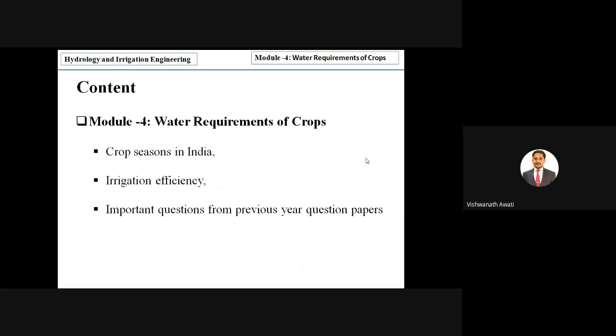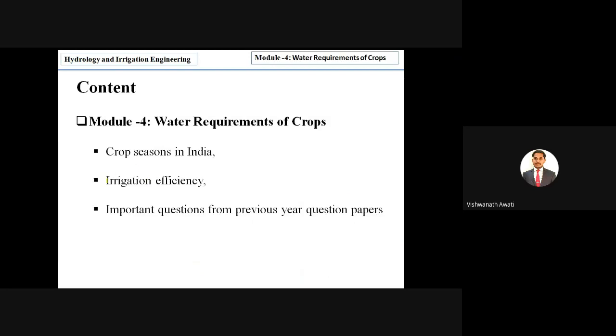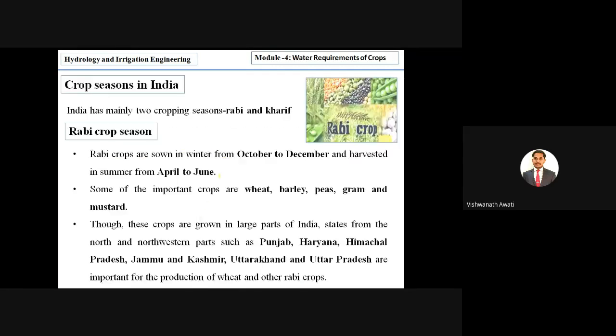And today we are mainly discussing crop seasons in India and different irrigation efficiencies, and some important questions. So first we'll discuss crop seasons in India. India has mainly two cropping seasons: one is the Rabi season and the other is the Kharif season.